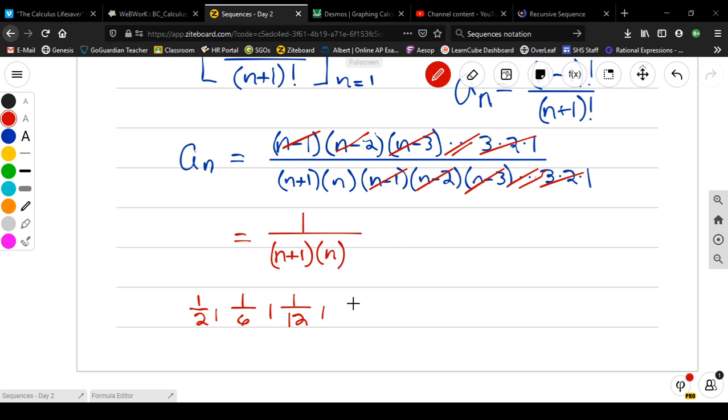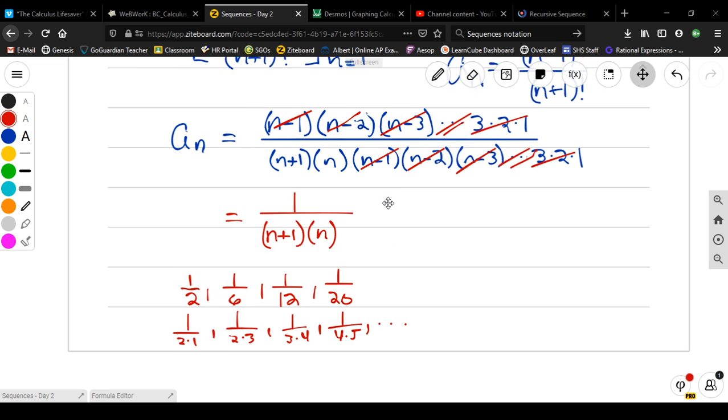Plug in 4, you're going to get 5 times 4, which is 1 over 20. It's almost even nicer to write it out as 1 over 2 times 1, 1 over 2 times 3, 1 over 3 times 4, 1 over 4 times 5, and of course that's just going to continue on, okay? So that is two different types of notations that we're going to have for sequences that you're going to see.